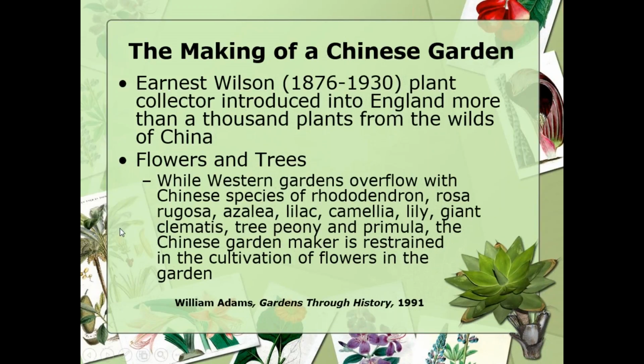So Ernest Wilson, plant collector, introduced into England more than 1,000 plants from the wilds of China. Flowers and trees. While Western gardens overflow with Chinese species of rhododendron, rosa rugosa, azalea, lilac, camellia, lily, giant clematis, tree peony, and primula, the Chinese garden maker is restrained in the cultivation of flowers in the garden.